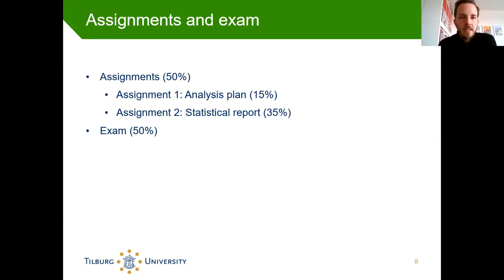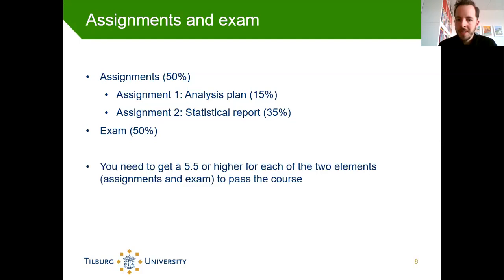Right, so here's the same information, but then differently. The content of this first assignment will be an analysis plan. So you won't carry out any analysis yet for this specific graded assignment. You'll just make a plan in which you specify what you are going to do later. And you will get feedback on this plan from me. And then the second assignment will be actually carrying out statistical analysis and reporting them. And this will take place later during this course.